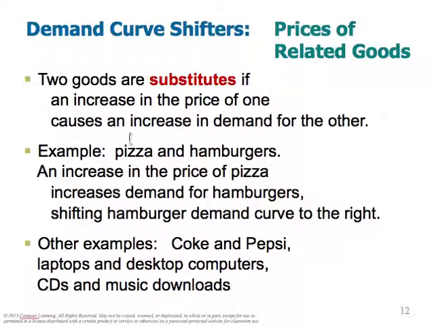And that's what we mean by the prices of related goods acting as a demand curve shifter. So if two goods are substitutes, then if the price of one of these substitutes changes, the demand for the other good should also change.